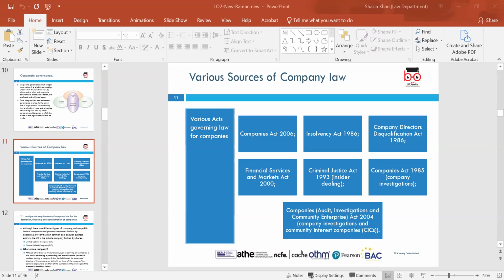Then you've got the Company Directors Disqualification Act, and that looks at disqualifying directors, and so on. So there's a couple of acts there, and the need for legislation is that you're able to run a company following the laws and procedures.